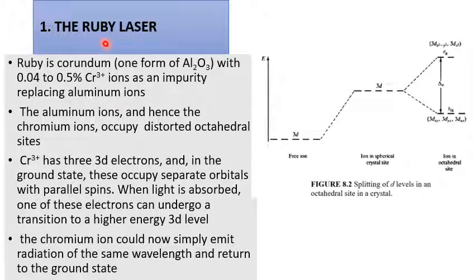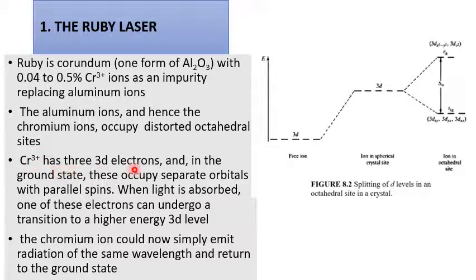Ruby laser. Ruby is corundum, an ore. This is one form of aluminum oxide. It has 0.04 to 0.5% chromium ions, which are present as an impurity. These chromium ions replace the aluminum ions. The aluminum ions, and hence the chromium ions, occupy distorted octahedral sites of this geometry.